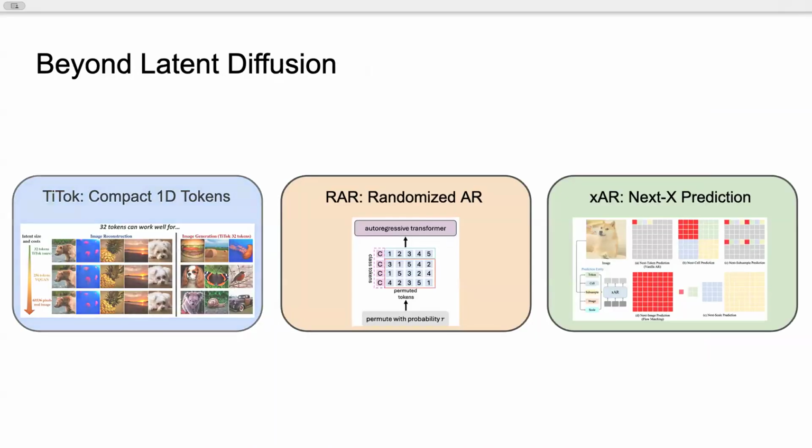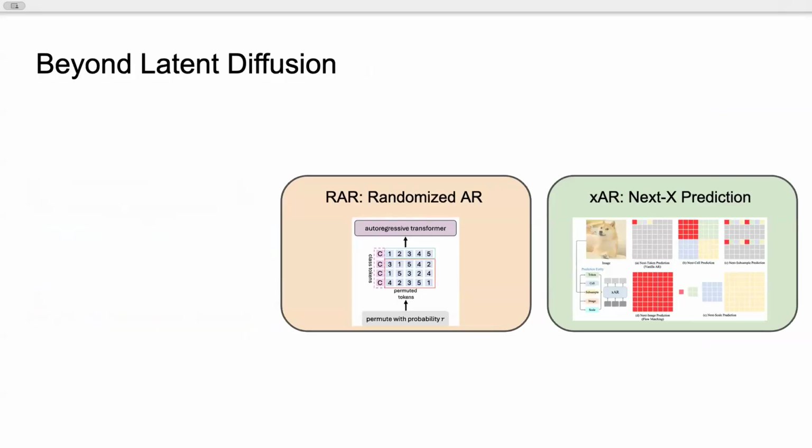Okay, let's talk about our second and third works, RAR and XAR. So in this work, we are trying to ask different questions. In the previous talk, people asked what's wrong with diffusion. So now we're trying to ask what is wrong with autoregressive models.